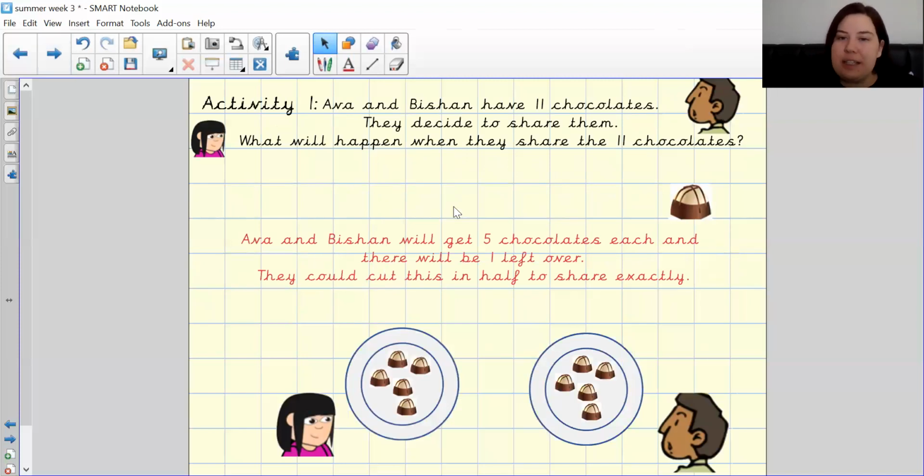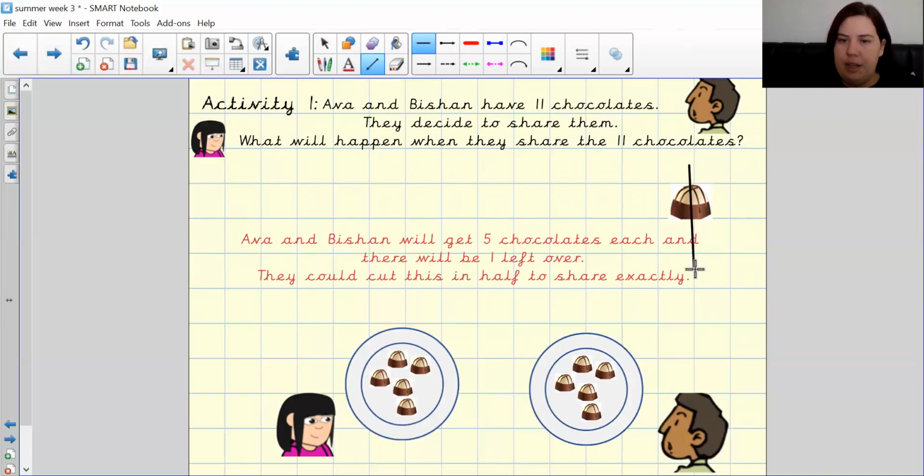Well done if you realised at home that we couldn't share them equally as a whole chocolate. So Ava and Bishan will get 5 chocolates each. So I've shared them out and they have 5 each, but I have this one left over. The only way they could make it equal is if they cut the chocolate in half. So if I cut it in half, half will go to Ava and half will go to Bishan. So well done if you solved that at home.